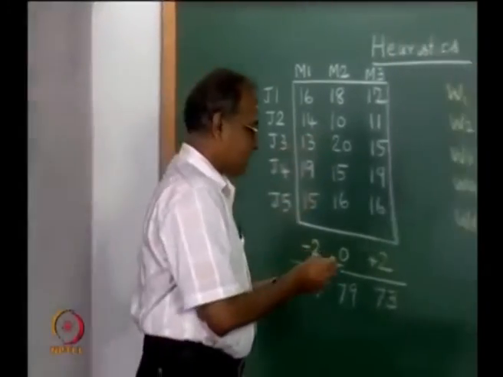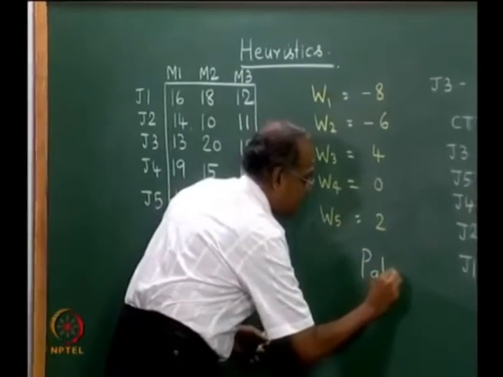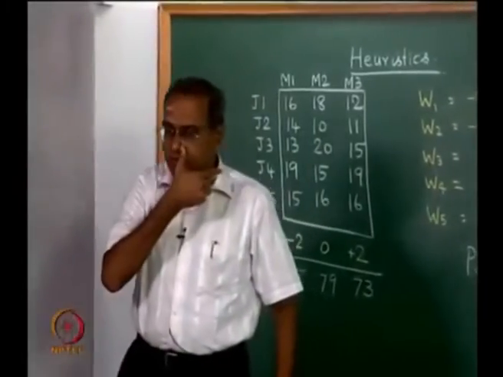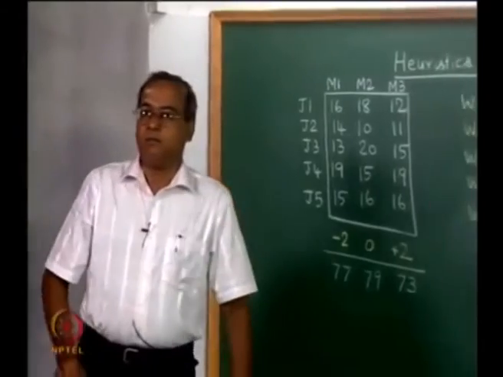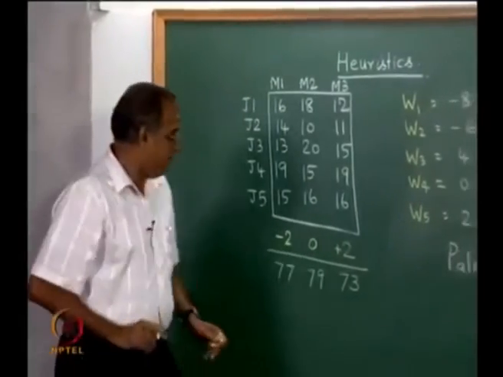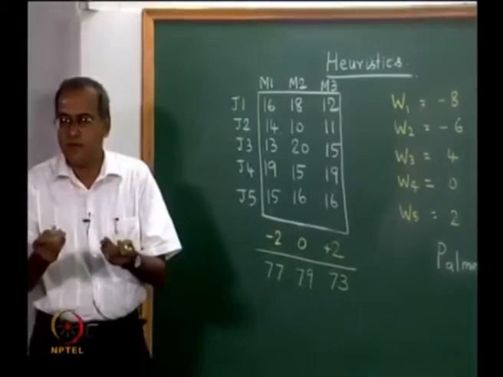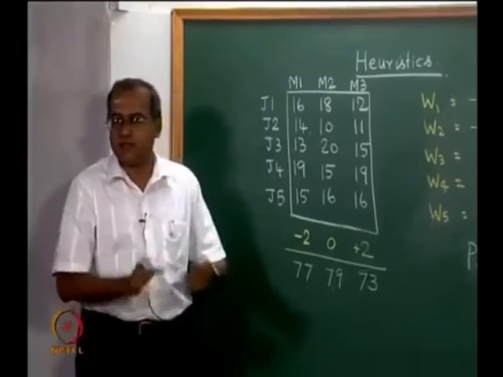Now, this heuristic is called Palmer's heuristic or Palmer's algorithm, and was developed by Palmer in the year 1965. Even though these values of -2, 0 and +2 appear arbitrary, there is a rationale in choosing these values.